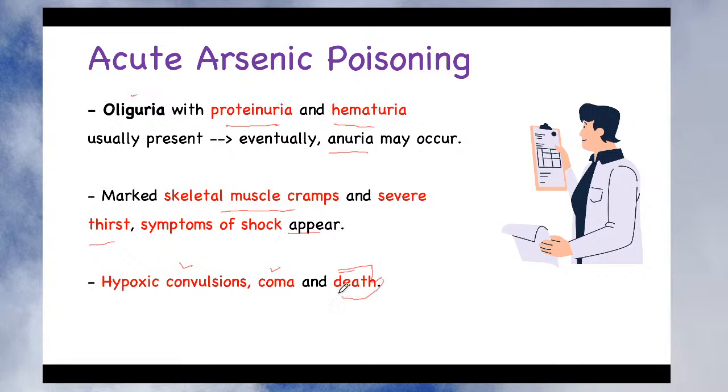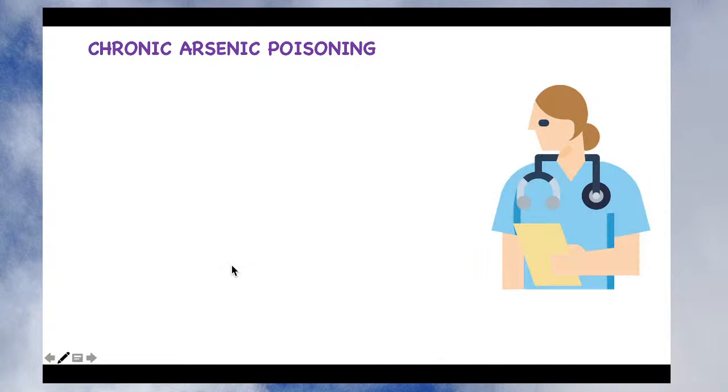So arsenic poisoning should not be taken lightly, because it is life threatening and it can lead to death of the patient. These are the symptoms related to acute arsenic poisoning. Let's see what the symptoms of chronic arsenic poisoning are, and there are very interesting symptoms.